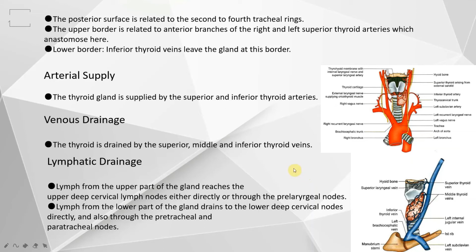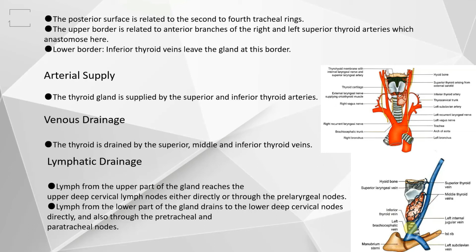Arterial supply. The thyroid gland is supplied by the superior and inferior thyroid arteries. This one right here is the superior thyroid artery arising from external carotid artery. Venous drainage. The thyroid is drained by the superior, middle and inferior thyroid veins. This is the middle thyroid vein. This is the superior thyroid vein. And also this one right here is the inferior thyroid vein.